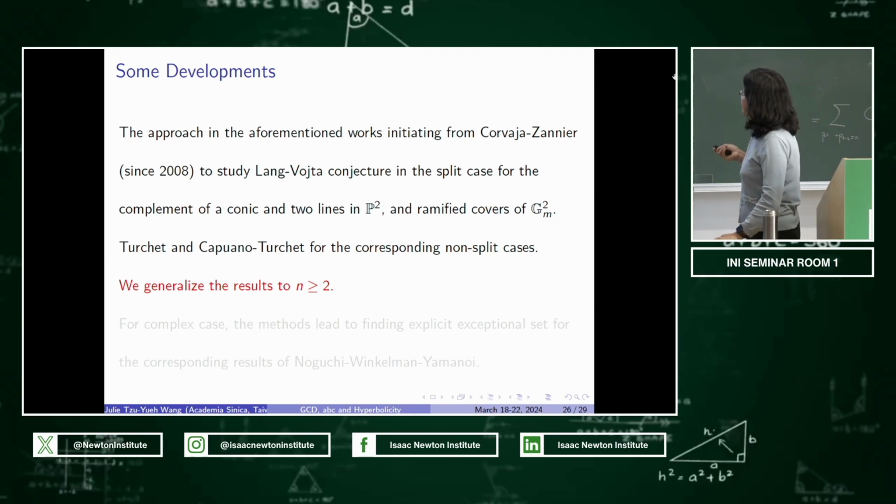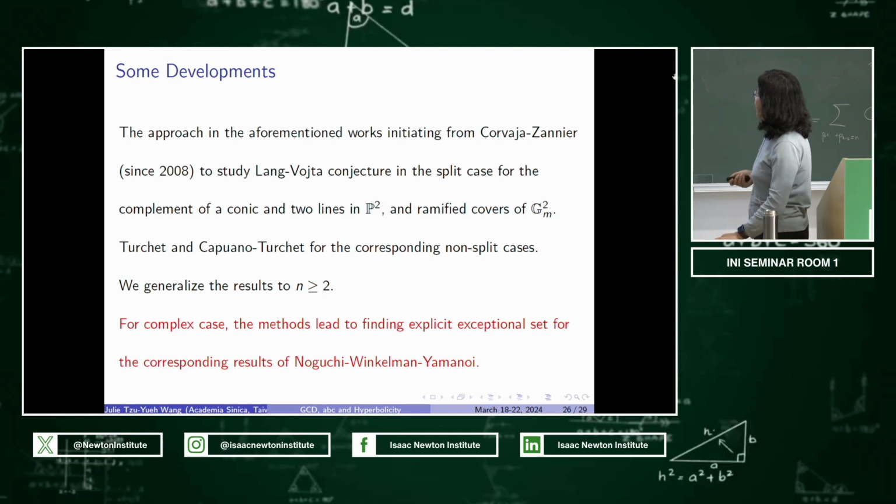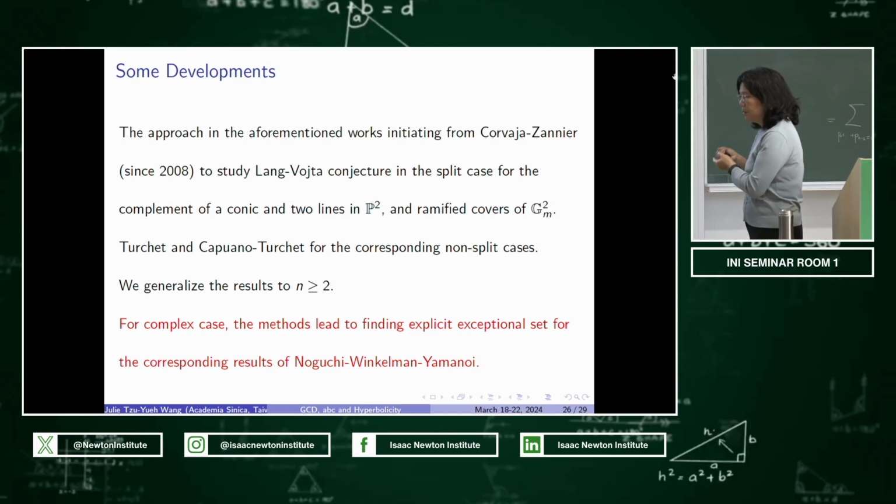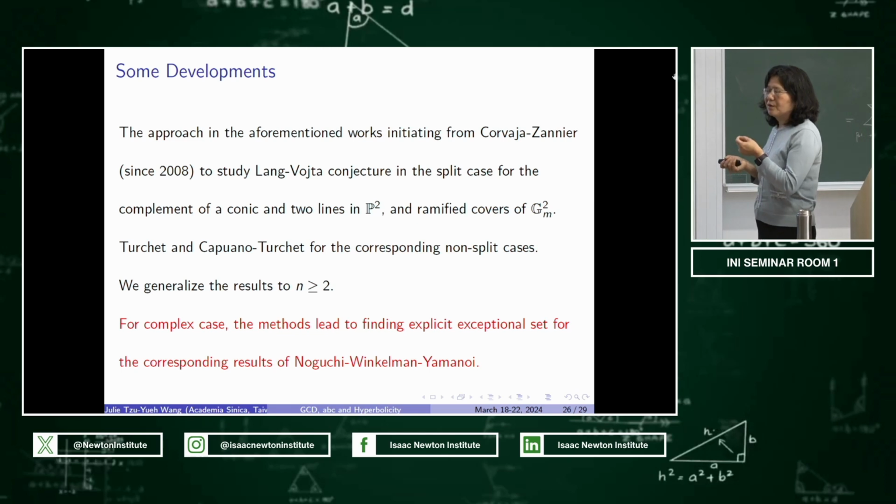For the complex case, this method actually leads to the corresponding result of Noguchi, Winkelmann, and Yamanoi, and they assume algebraic non-degeneracy. And here we can actually find the exceptional set, and we have an explicit way to find the exceptional set.